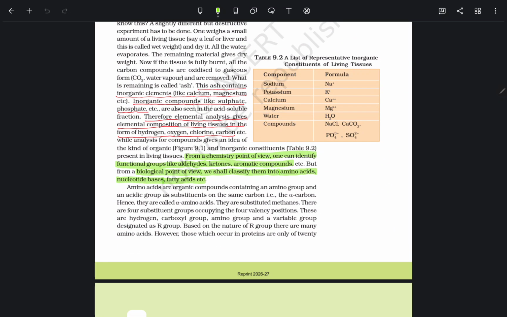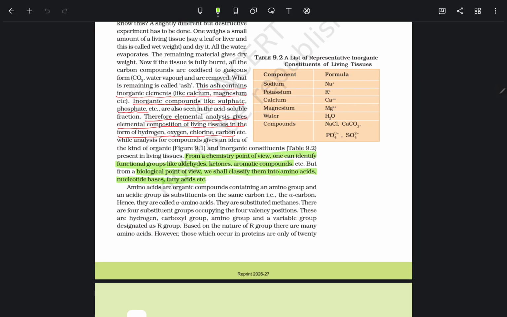From a chemistry point of view, one can identify functional groups like aldehydes, ketones, aromatic compounds, but from a biological point of view, we shall classify them into amino acids, nucleotide bases, fatty acids. Amino acids are organic compounds containing an amino group and an acidic group as substituents on the same carbon, that is the alpha carbon. Hence they are called alpha amino acids.